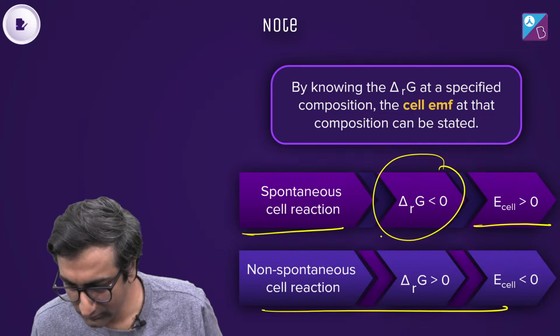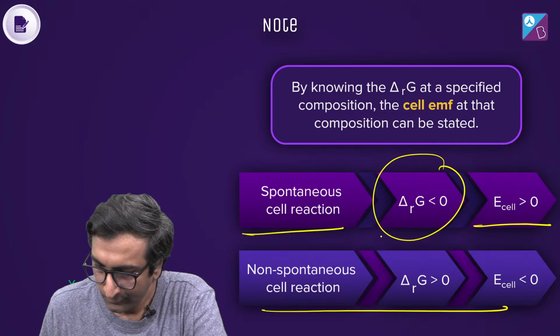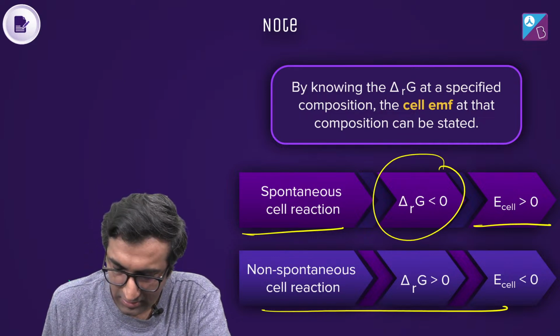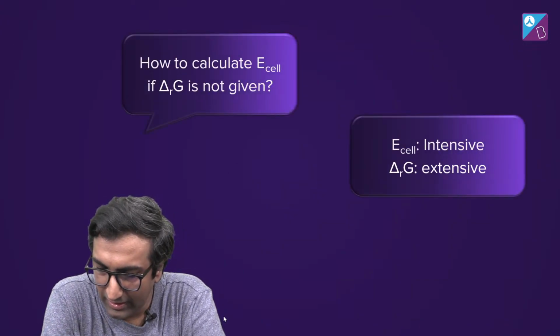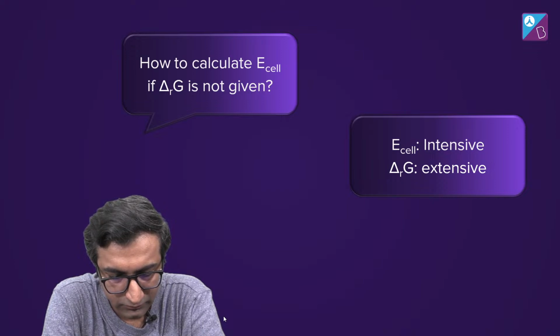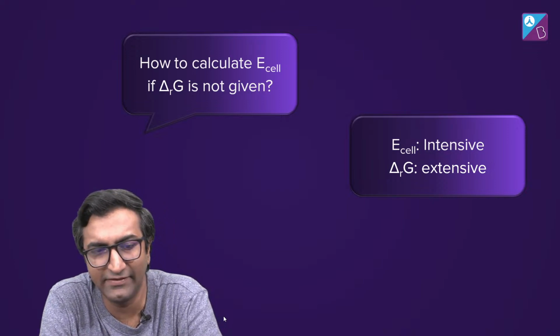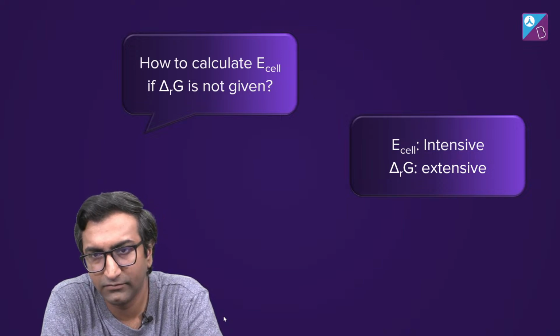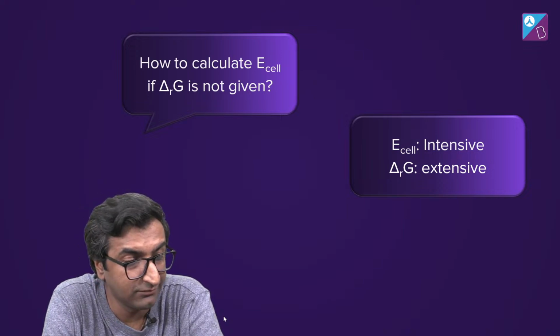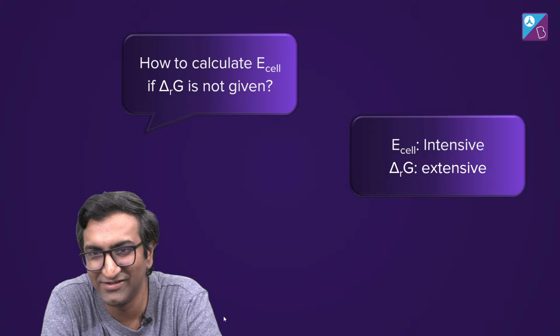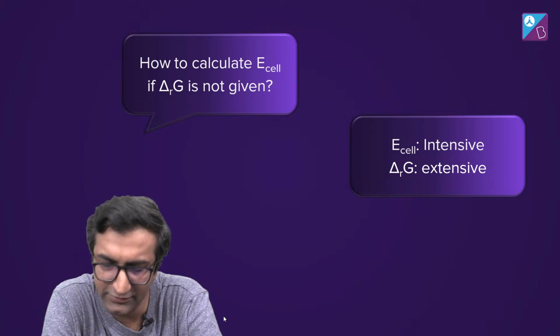Okay, if delta G is not given, then how will we calculate E? This is an interesting question. Although nobody asked it, I'm asking this question. It's interesting. There are two things I'd like to say.